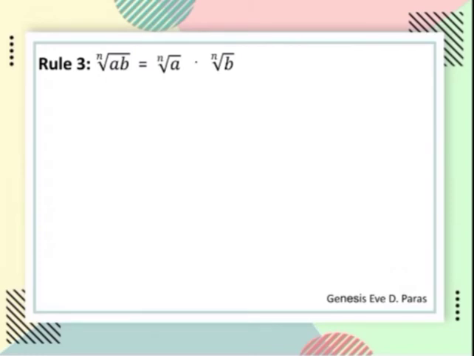Here is an example. The square root of 75. Base sa rule number 3, ang square root of 75 ay pwedeng gawing ganyan.